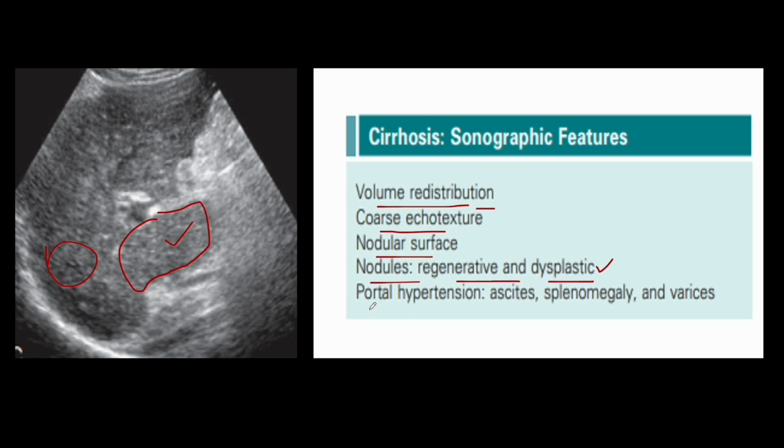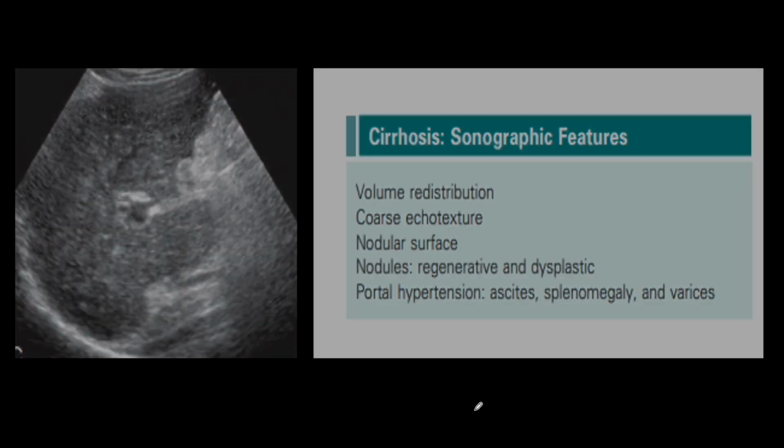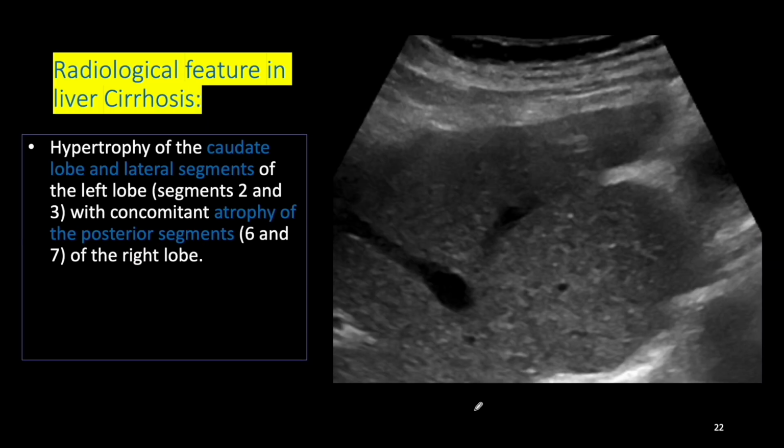Sometimes in later stages of chronic liver disease or liver cirrhosis, you can see portal hypertension, ascites, splenomegaly, and varices. Again, radiological features are hypertrophy of the caudate lobe. Usually there will be hypertrophy of the caudate lobe as well as segment 2 and segment 3, and there will be concomitant atrophy of the posterior segments of the right liver lobe. These are segment 6 and segment 7 of the right lobe.